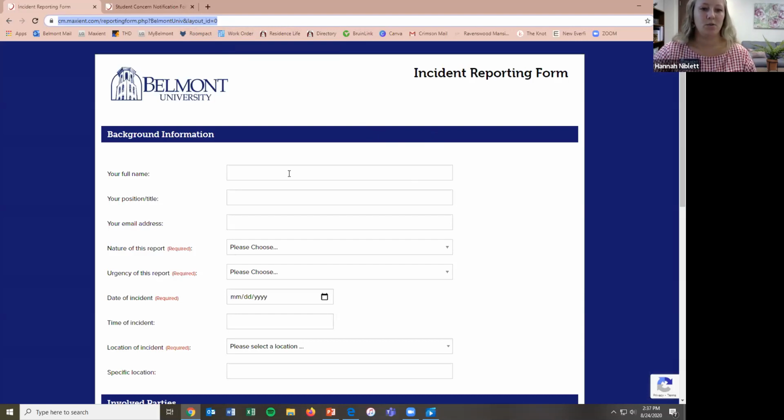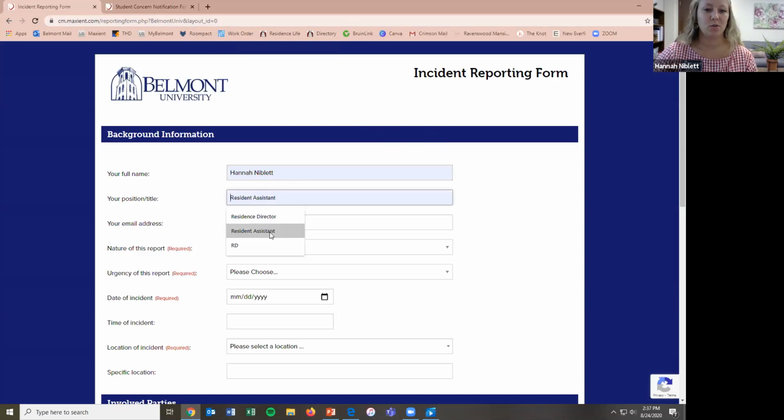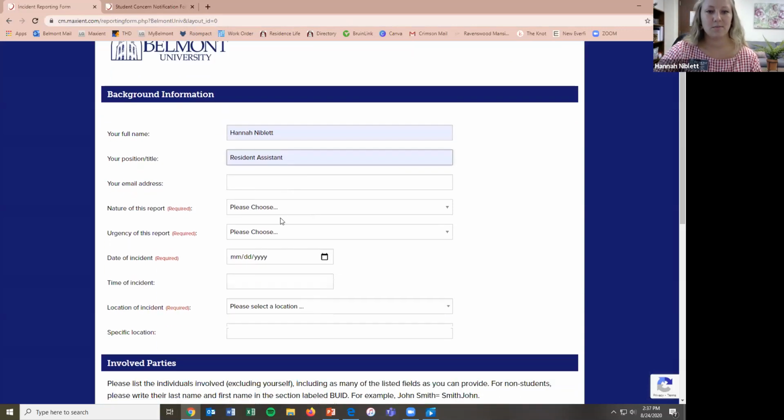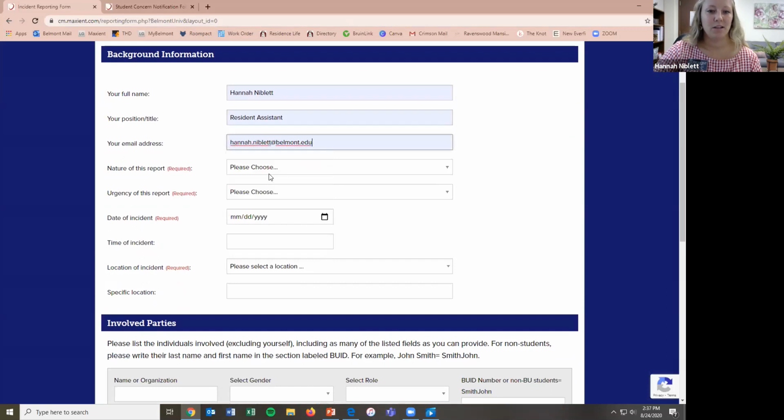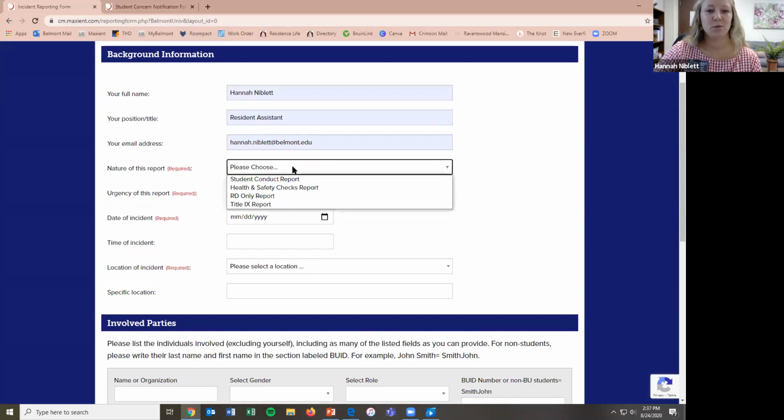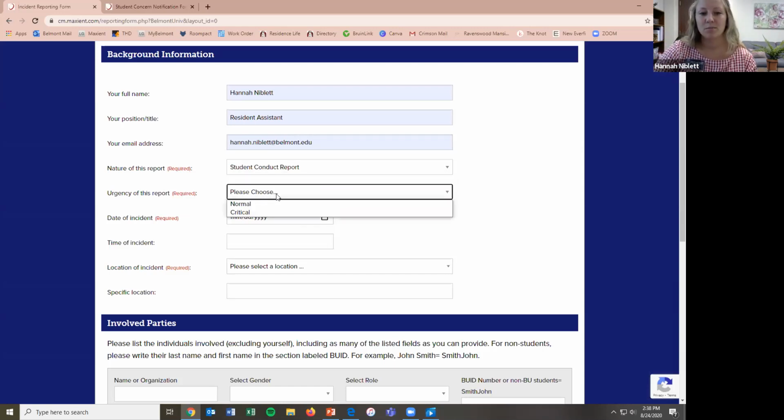You are going to fill out your full name here, your position and title, so you'll probably put resident assistant. You'll add your email address here. The nature of the report, so you will always be using one of these two typically when you're reporting conduct, but we do have a Title IX option down here, which you'll be trained on Title IX as well. But if you're not doing health and safety checks, it will always be student conduct report. Urgency of the report, we will typically always put normal here.